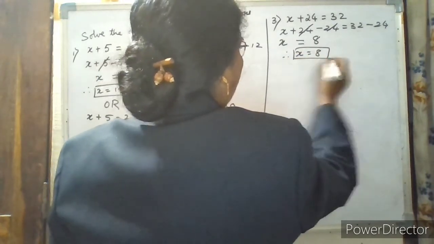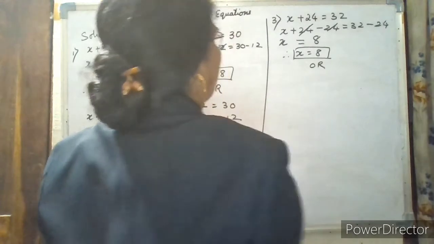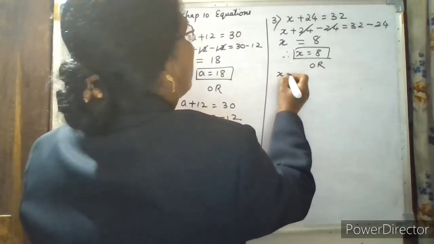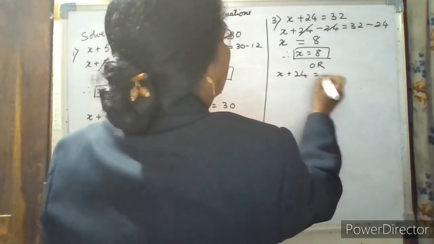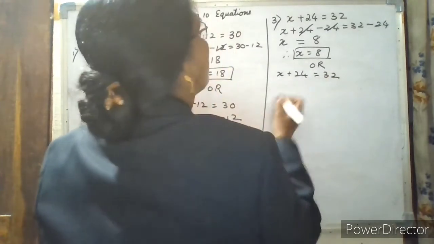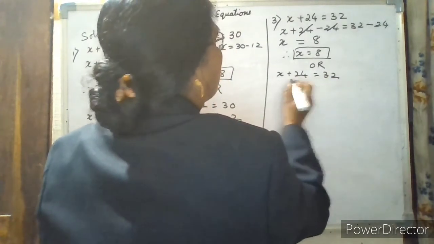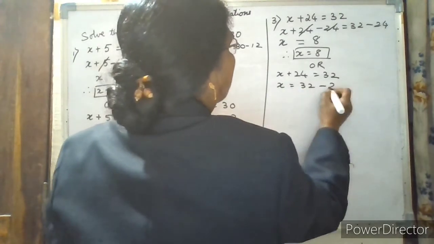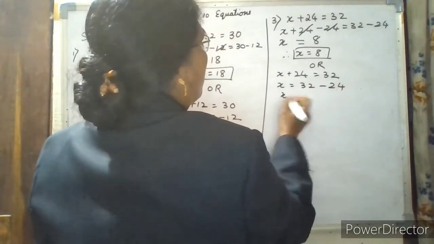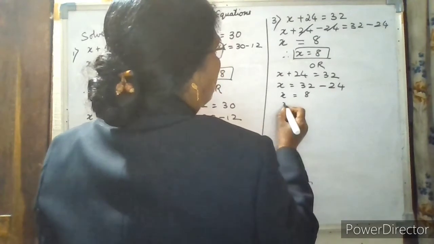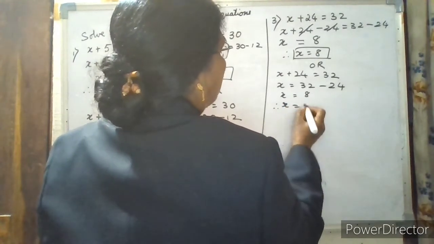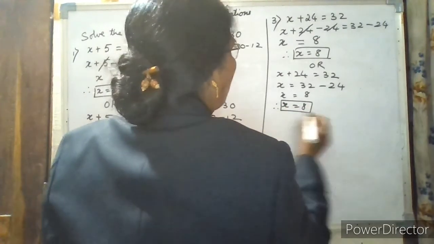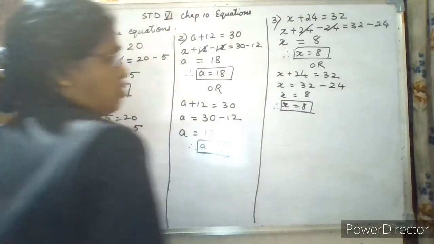Or second method, x plus 24 equal to 32. So by second method, you have to transfer this only. x is equal to 32 minus 24. So x is equal to 8 we got. Therefore, x is equal to 8. This is the value of x or the solution of the equation.